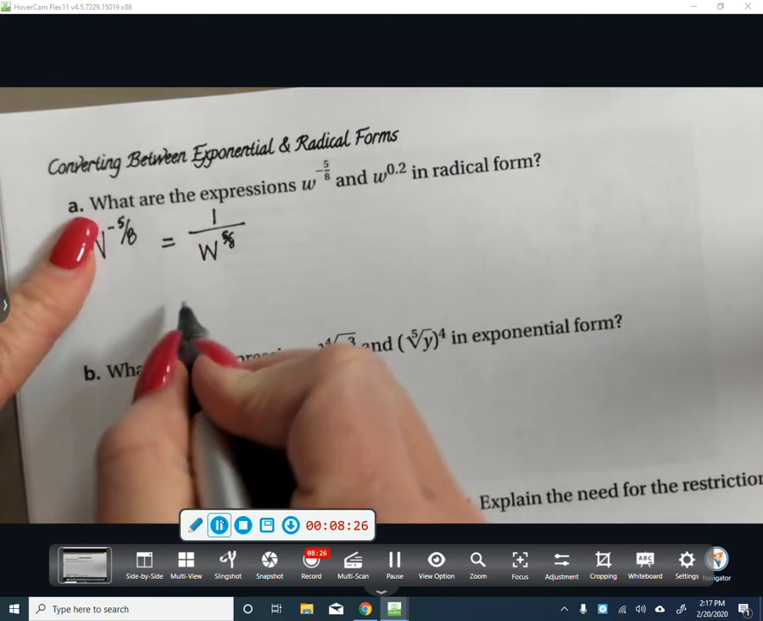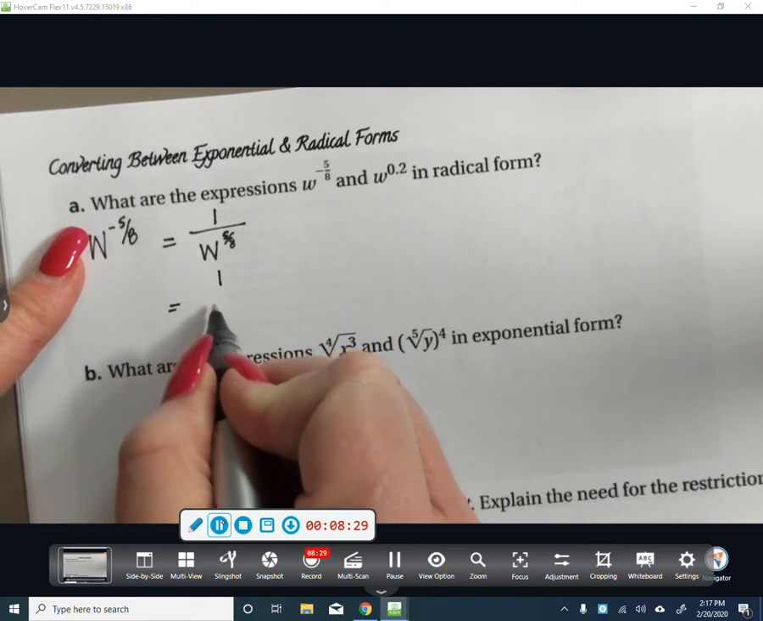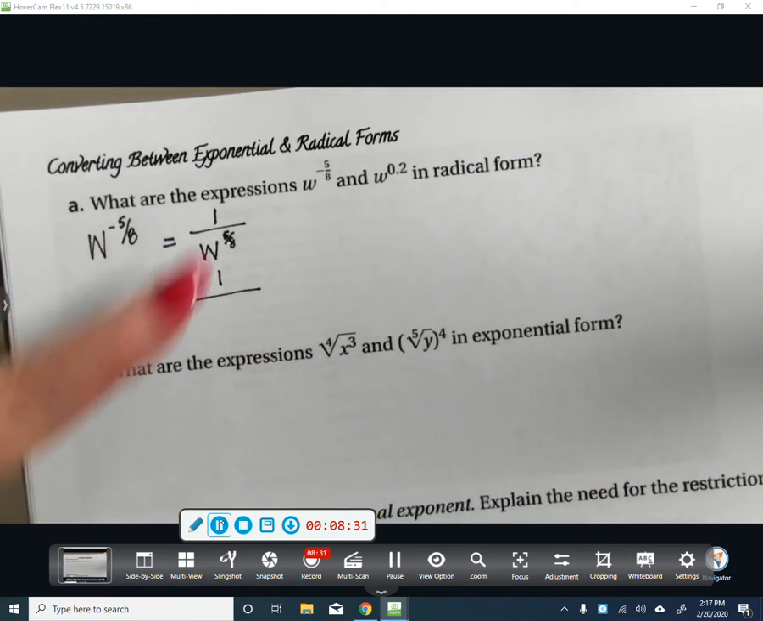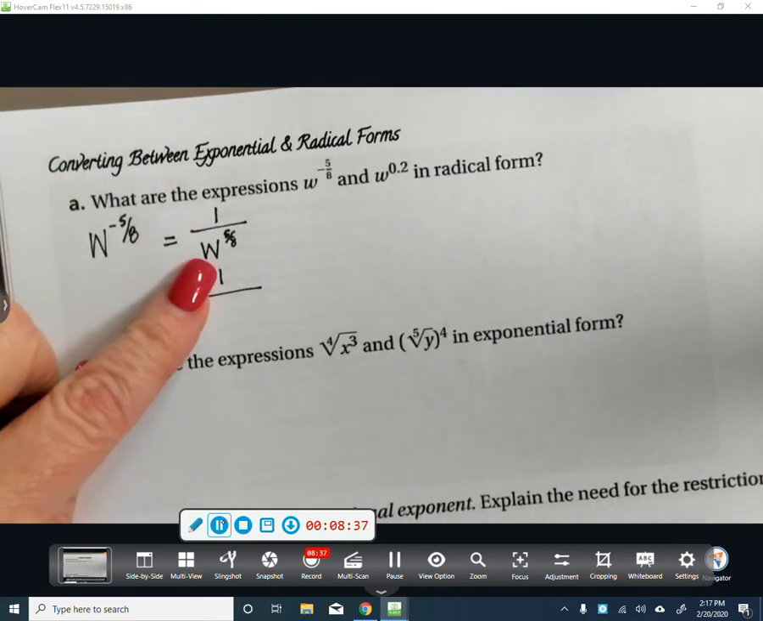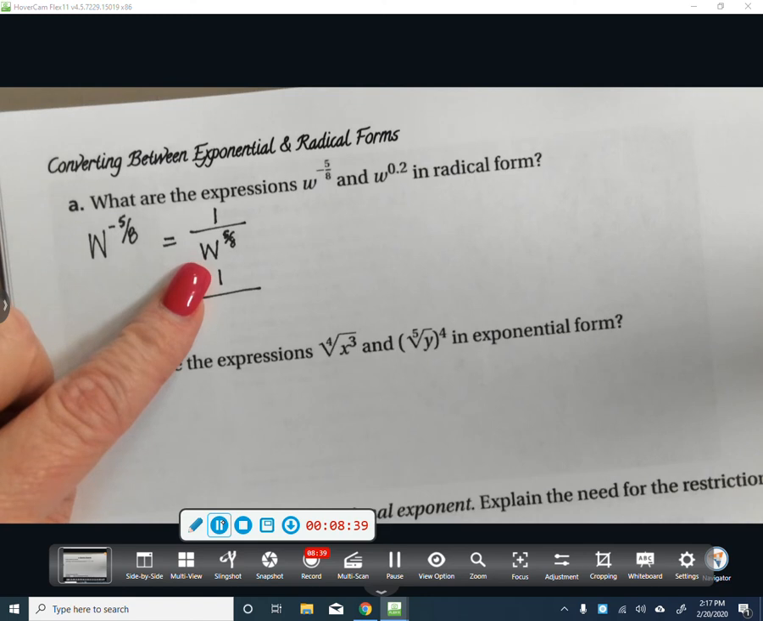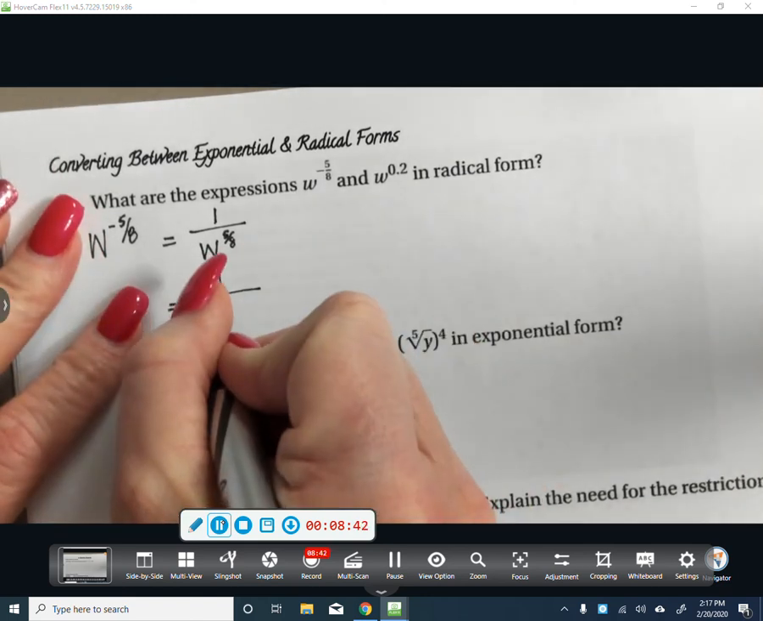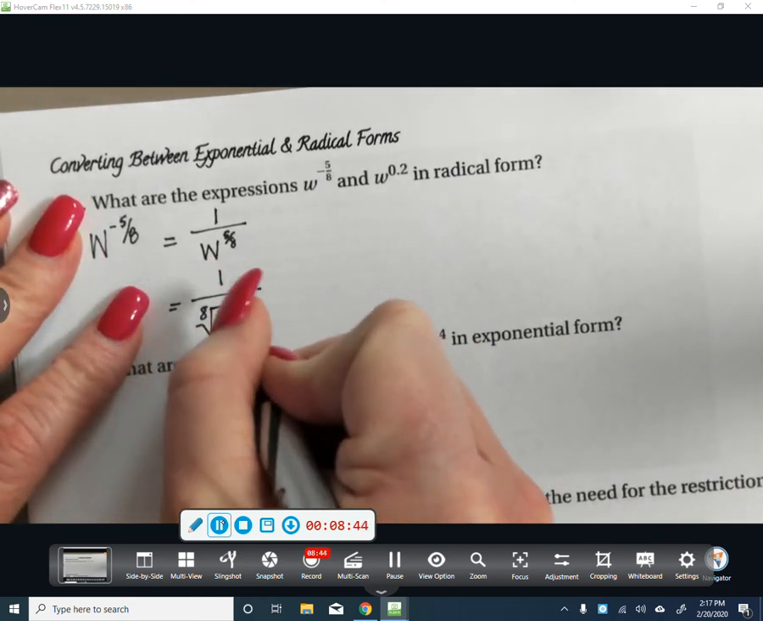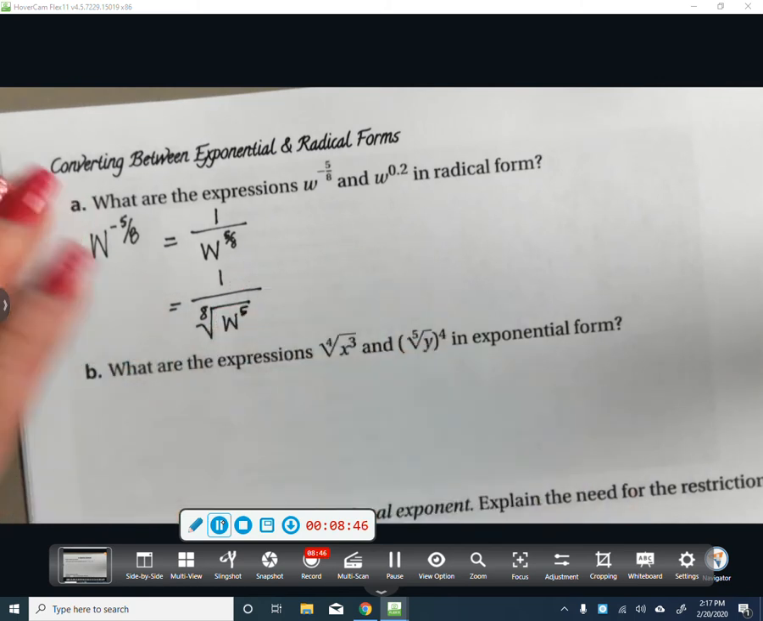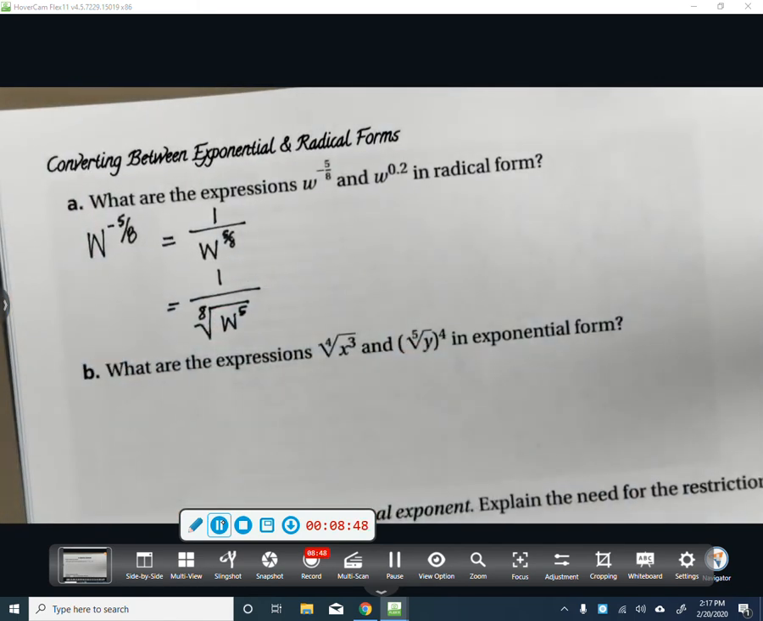So now I want you to take this exponential, w to the 5/8, and I want to write it in radical form. So it's going to be 1 over something. Now, what is my index? 8. So this is the 8th root of w to the 5th. So when I have a fraction as an exponent, the denominator is the index. The numerator is what is attached to that number.